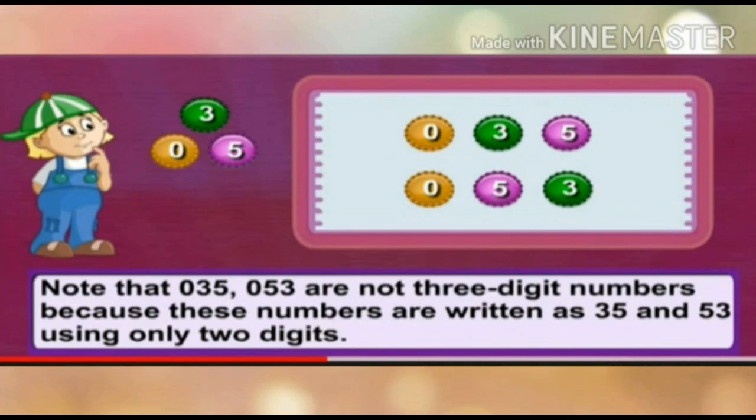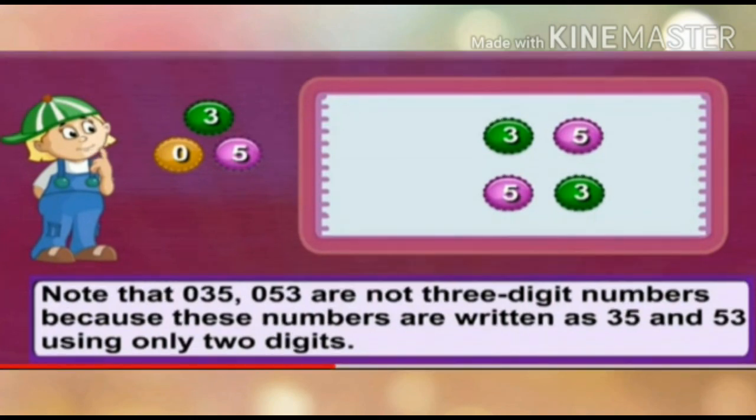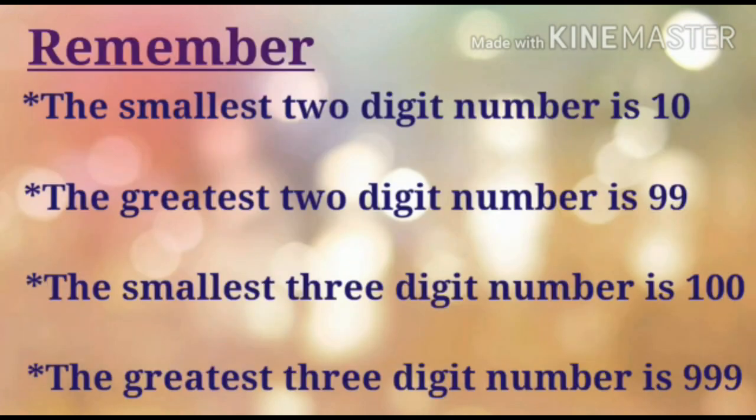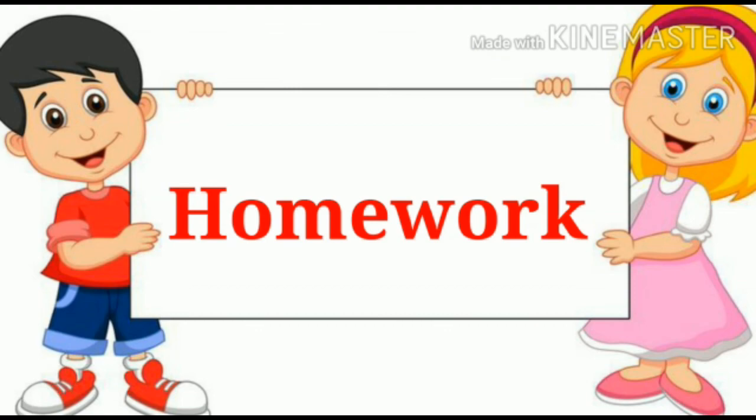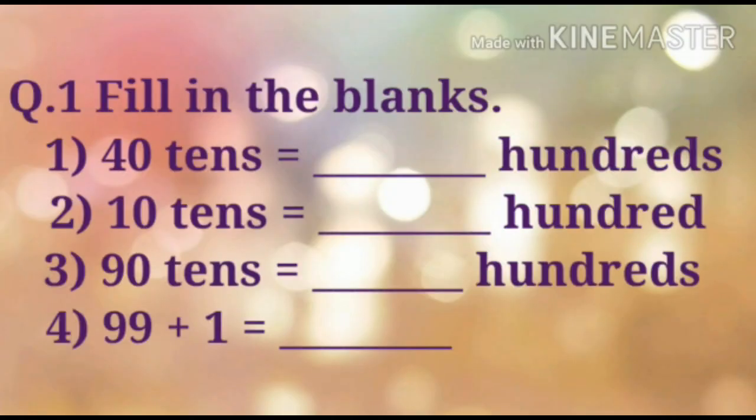Hey, you need to note something: 035 and 053 are not 3-digit numbers because these numbers are written as 35 and 53 using only 2 digits. Remember, the smallest 2-digit number is 10. The greatest 2-digit number is 99. The smallest 3-digit number is 100. The greatest 3-digit number is 999.